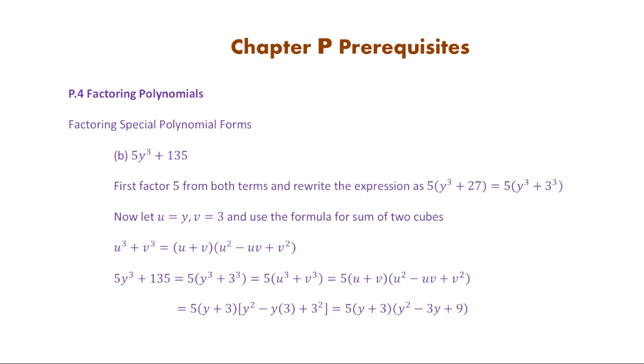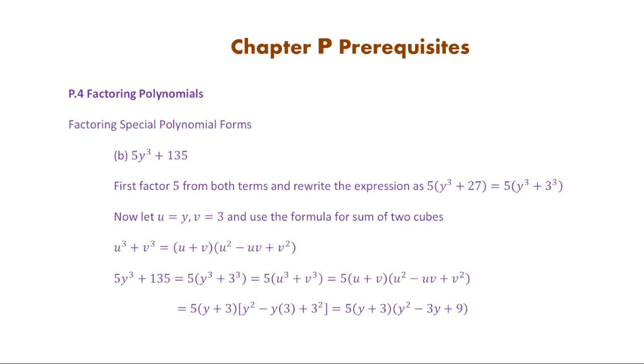Okay. So let's do another example. This time we got 5y cubed plus 135. So the very first thing to do for any factoring problem is to factor a common number or expression from all the terms. So in this problem, we can obviously factor 5 from the two terms. So we get 5 times y cubed plus 27. You can factor 135 as 5 times 27. And then again, you can rewrite 27 as 3 cubed.